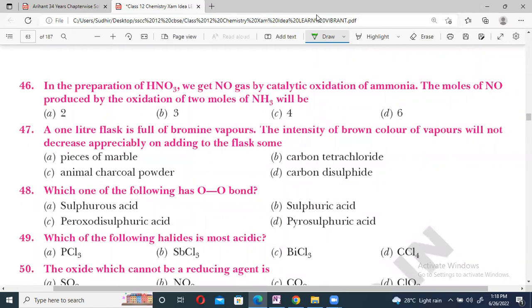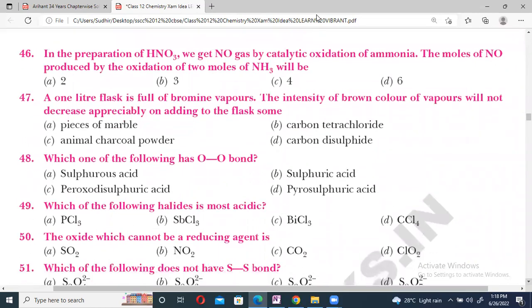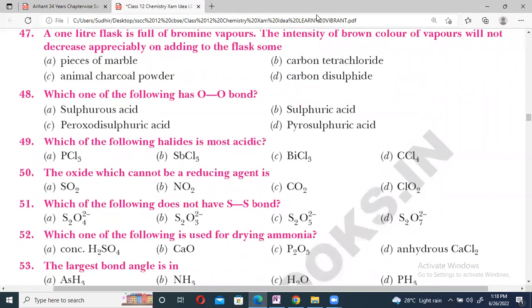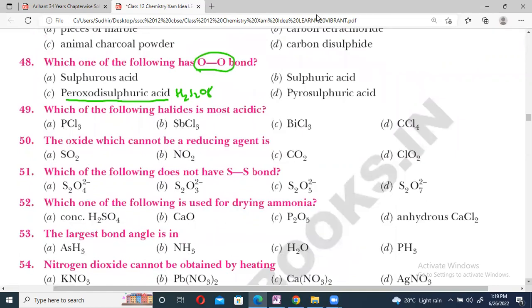47, 48. See the answer for question 48. Which of the following has an O-O bond? An O-O bond is a peroxy bond, and you know the peroxy bond is present in peroxodisulfuric acid, H2S2O8, called Marshall's acid. Then, which of the following halides is the most acidic?